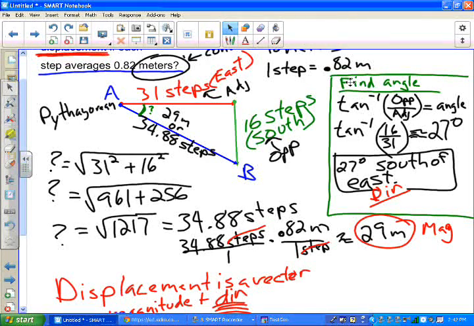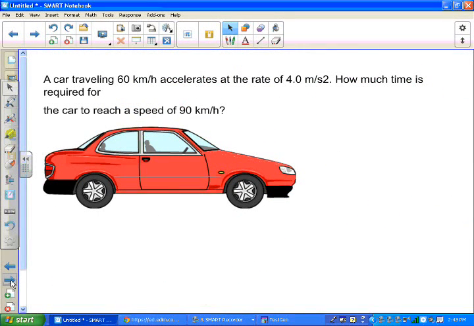Okay? So displacement is a vector. It has a magnitude and a direction. Next question. A car is traveling at 60 kilometers per hour.